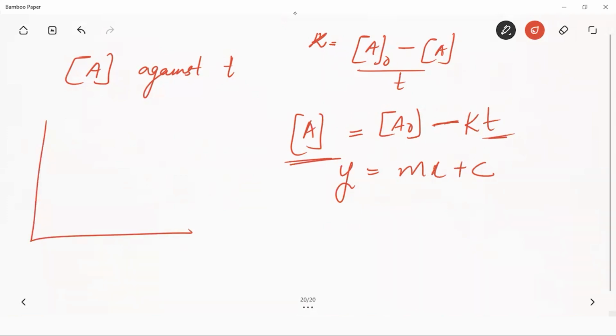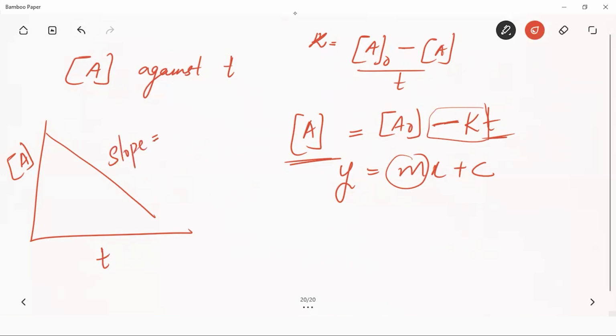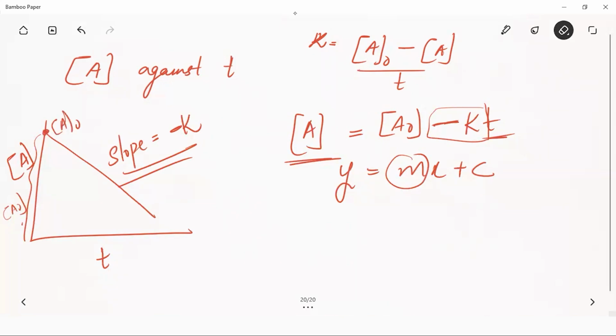Negative slope. This is the slope: m is equal to the slope here, and minus k is the slope. So you'll be getting a negative slope. Here [A], here time. The slope is equal to minus k, and c is the intercept, that is [A]0. This point we call [A]0.